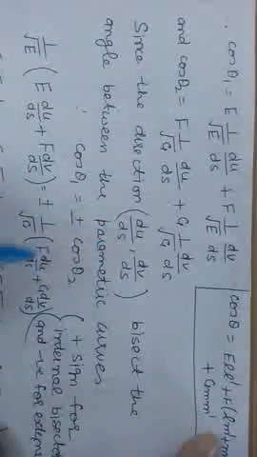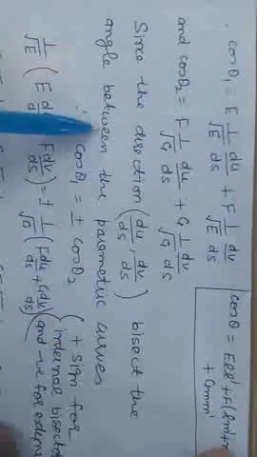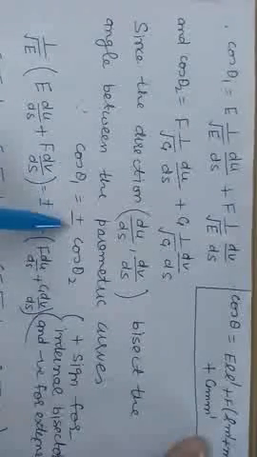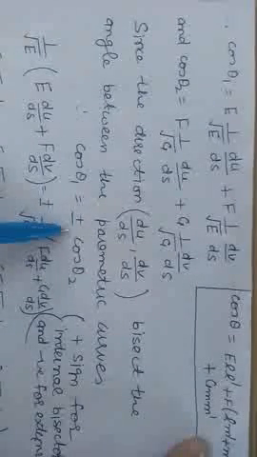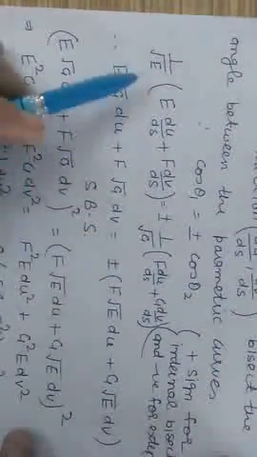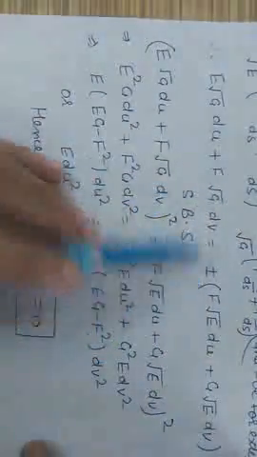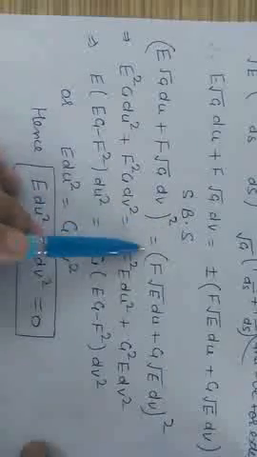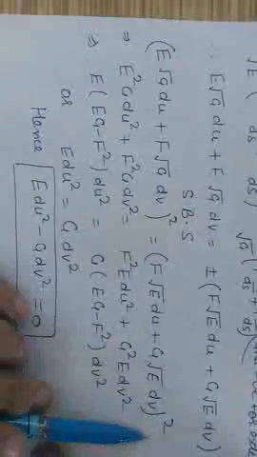Now because the direction du by ds and dv by ds bisects the angle between the parametric curves, cos theta 1 will be equal to plus minus cos theta 2. We have taken the positive sign for internal bisectors and the negative sign for external bisectors. So substituting the values of cos theta 1 and cos theta 2 here and doing the cross multiplication, after that we have taken squaring on both sides. So from here we get, E under root G du plus F under root G dv whole square is equal to F into under root E du plus G into under root E dv whole square.